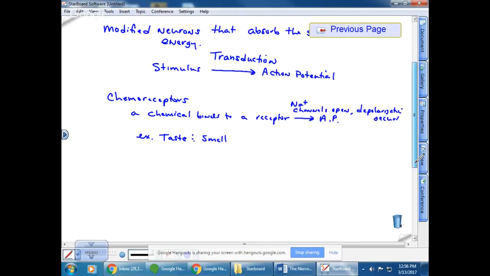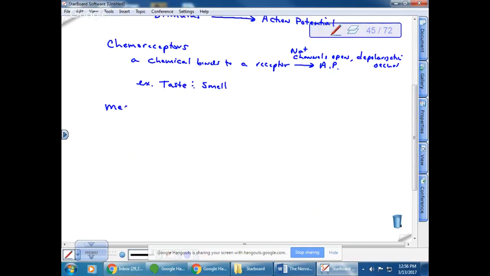We also have mechanoreceptors. So this is mechanical energy. So this could be like stretch, right? So we actually have stretch receptors in our gut. And so this tells us we can't eat anymore, right?